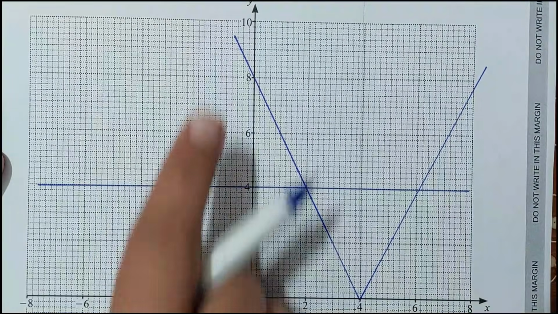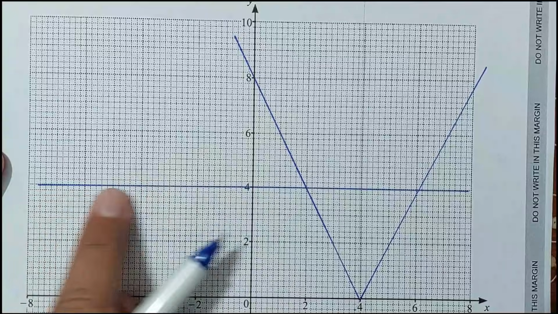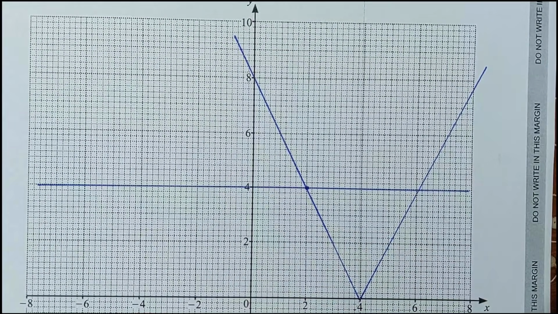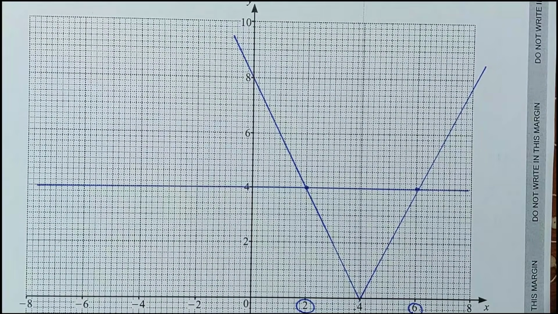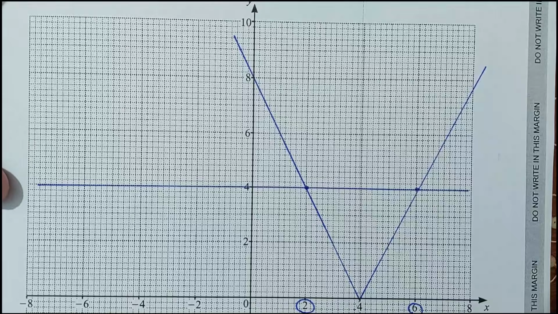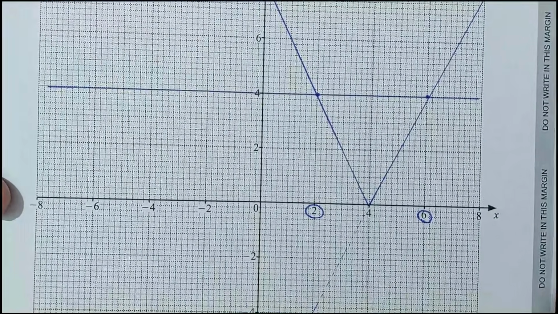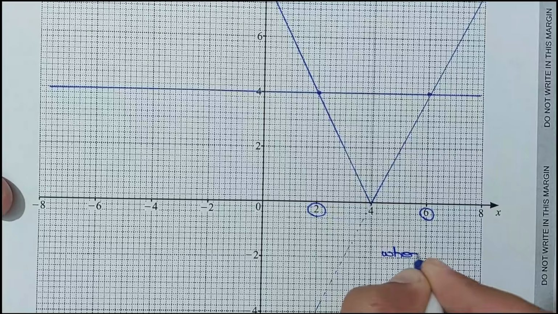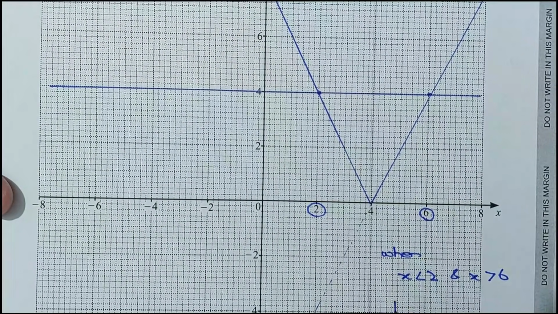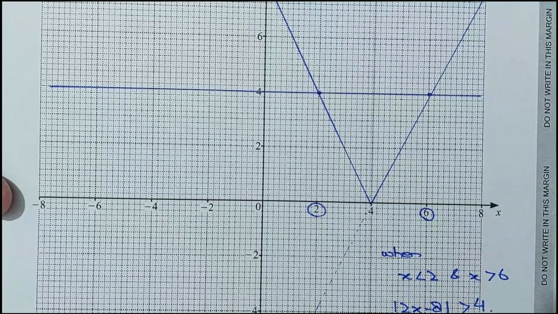As you can see, the absolute function and the line intersect at x equals 2 and at x equals 6, at 2 and 6, right? So the absolute value is more than 4 when the x values are less than 2 and more than 6. So the solution is, when x is less than 2 and x is greater than 6, the absolute value of 2x minus 8 is greater than 4. So this is the solution.